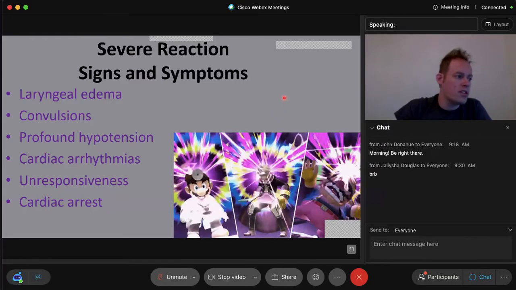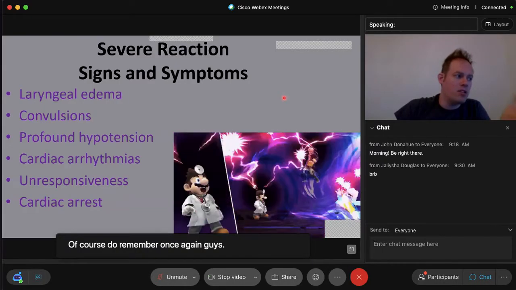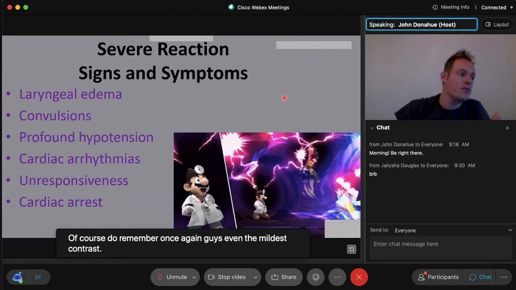And of course, do remember once again, guys, even the mildest contrast reaction can evolve to one of these severe ones if we're not monitoring it properly.